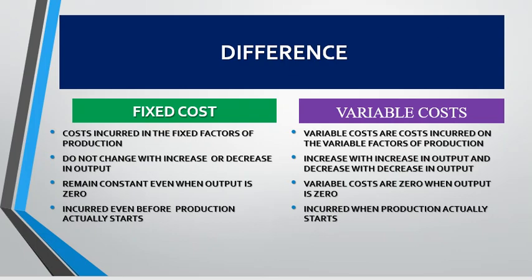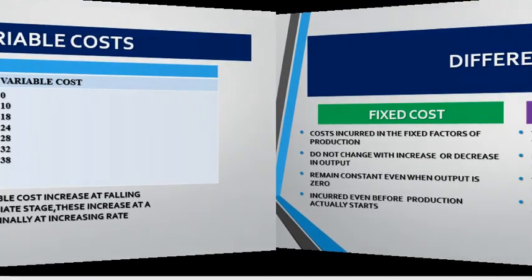But variable cost, which varies with the level of output, if there is an increase in the output, it will also increase. If the output is decreased, it will also decrease. Fixed costs remain constant even when the output is zero. Variable costs are zero when we are not producing anything. Fixed costs are incurred even before production actually starts. Before starting the production, we generally buy the plant and machinery. But variable costs are incurred when production actually starts.